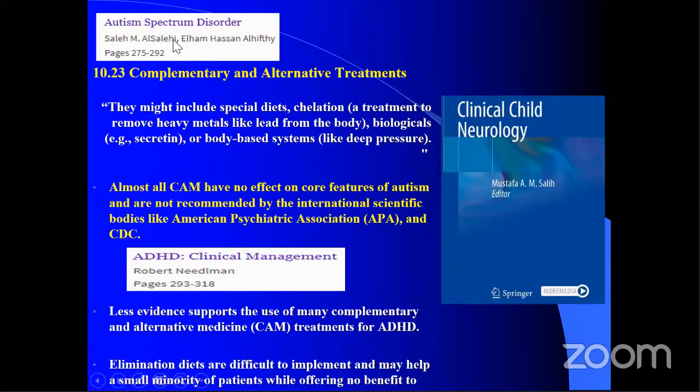So in the chapter on autism spectrum disorders by Salih al-Salhi and Ilham al-Hifzi, almost all complementary and alternative medicines have no effect on core features of autism and are not recommended by international scientific bodies like the American Psychiatric Association and CDC. In the clinical management of ADHD by an authority, Robert Needleman, less evidence supports the use of many complementary and alternative medicine for the treatment of ADHD. Elimination diets are difficult to implement and may help a small minority of patients while offering no benefit to the majority.